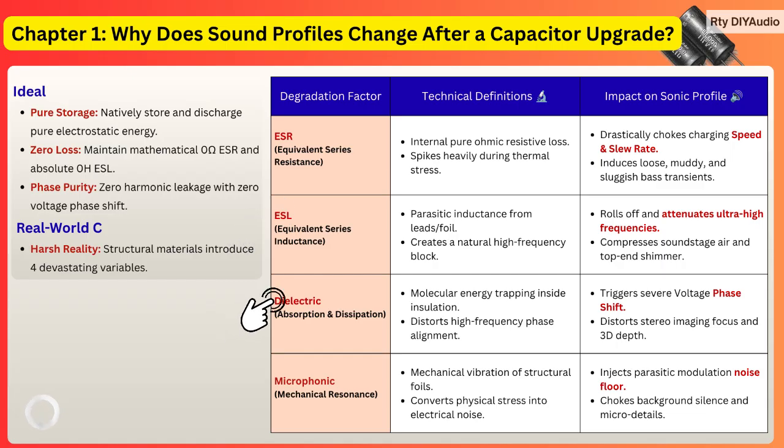Third is dielectric absorption and dissipation. This molecular energy trapping inside the insulation layer distorts high-frequency phase alignment, triggering severe voltage phase shifts that blur stereo imaging focus and crush your 3D soundstage depth. Finally, we face microphonic mechanical resonance. The physical stress of structural foils converts mechanical vibration directly into electrical noise, injecting a parasitic modulation noise floor that chokes background silence and masks vital microscopic details. To master the art of modification, you must look past the capacitance label, analyze these 4 structural parameters, and build with absolute technical precision.